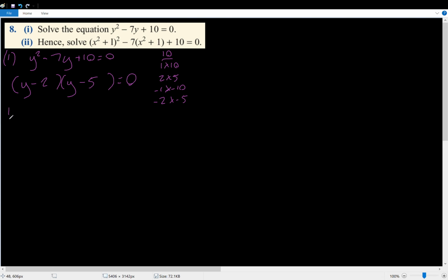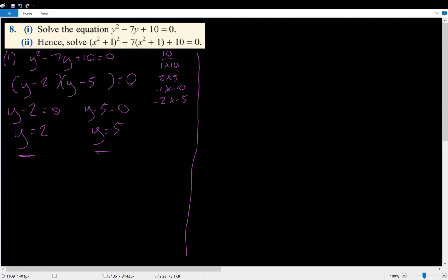Then we take our brackets separately and set them each equal to 0 by themselves. So we have y minus 2 equals 0, and we have y minus 5 equals 0. And we solve that out, we get y equals 2 and y equals 5. Okay, so now we've got our solutions for part 1.